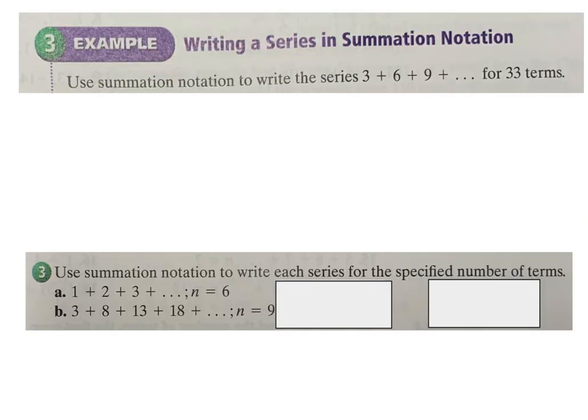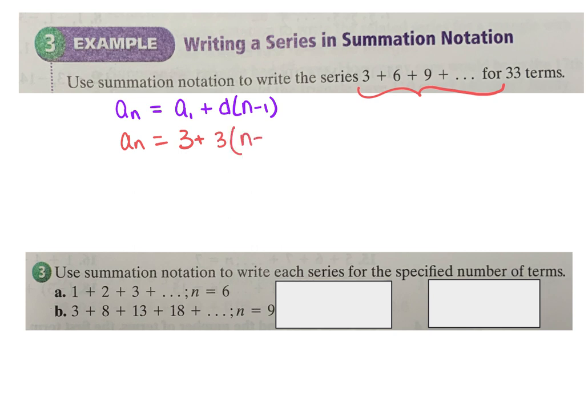So summation notation. Use summation notation to write this series, all right? So in order to have summation notation, you need the explicit formula, all right? So remember explicit formula for arithmetic. We just did it. a sub n equals a sub 1 plus d times n minus 1, all right? So first explicit formula, what's my first term in this particular? 3. Yeah, so it's 3. What's my common difference? Also 3. So then I want to make this explicit formula simplified. What is it?